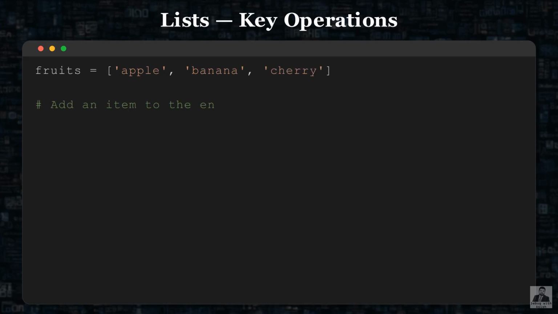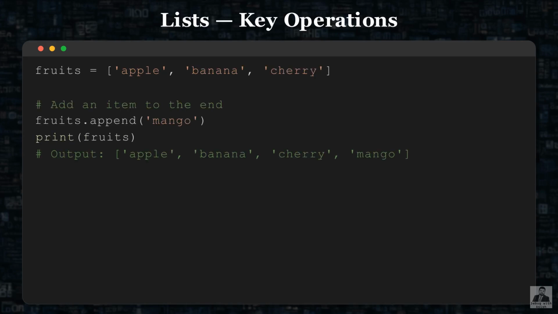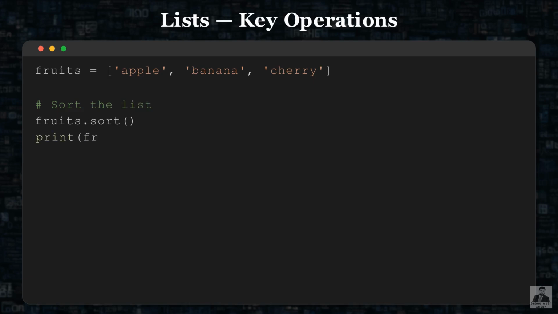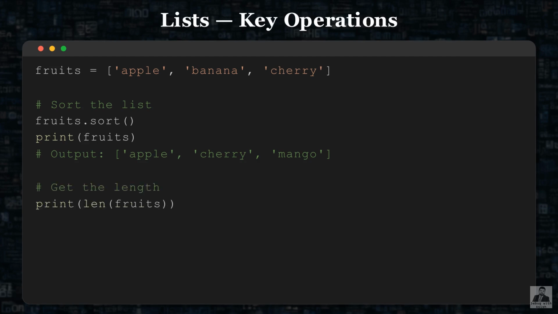The append method adds a new item to the end of the list. The remove method finds the first occurrence of a value and removes it. The sort method rearranges the items in ascending order, alphabetically for strings and numerically for numbers. The len function returns the total number of items in the list. All of these operations modify the original list directly.